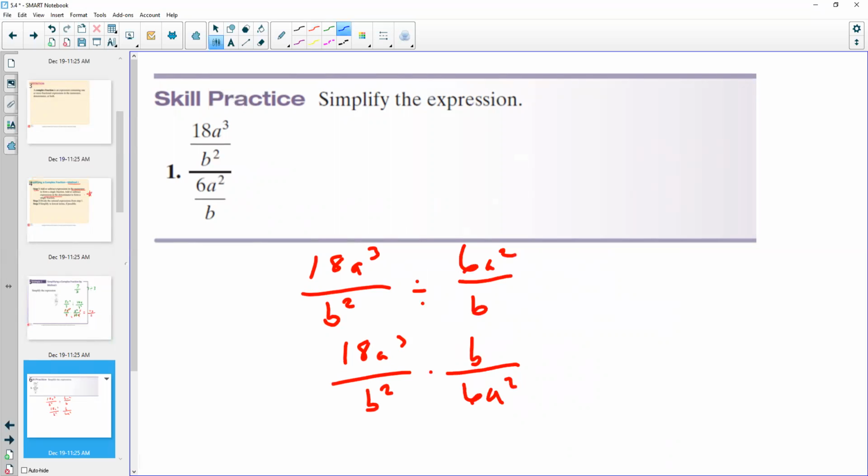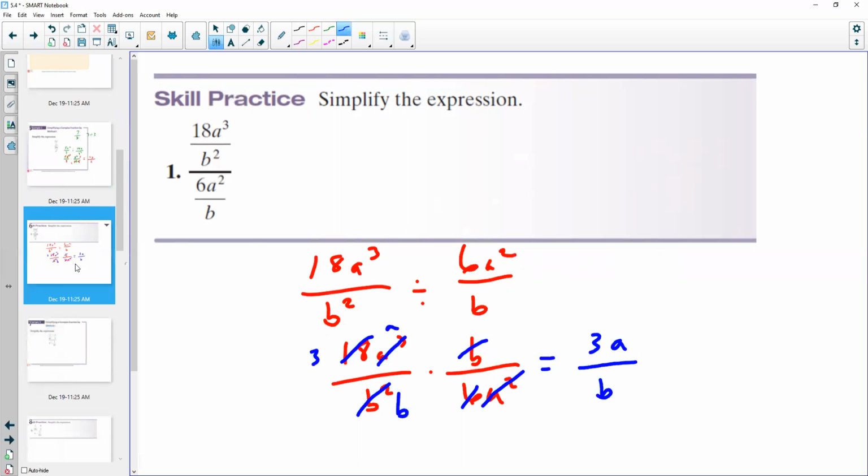All right, now let's simplify. Let's see. B squared and b, this just becomes b. 6 goes away, 18 becomes a 3. A cubed and a squared, that's just 1a left there. And now multiply. I get 3a on the top over b. It's done. Look at you go.